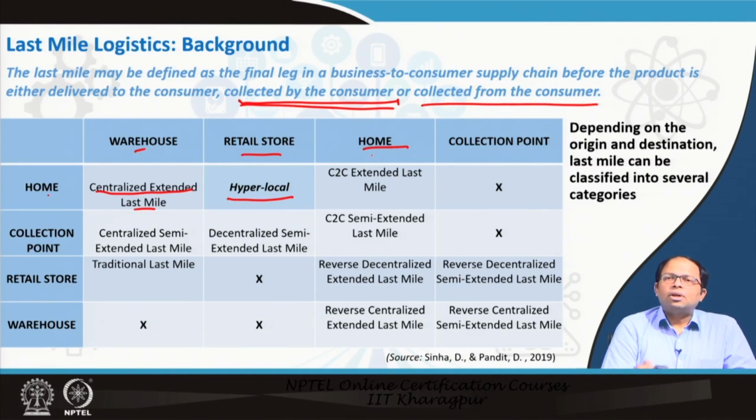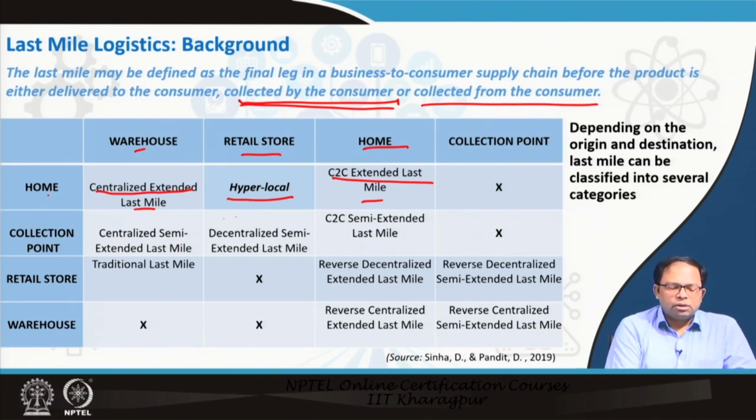For example, somebody is selling goods on OLX or this kind of website, where you can sell a good to another customer. So C2C is also another form of extended last mile. OLX will come and transfer your goods from your house to another house. So that is another form of last mile. And from collection point to home, that is not there. Then warehouse to collection point, that means instead of home, I deliver to a collection point from where the customers will come and collect. So that is centralized semi-extended last mile.